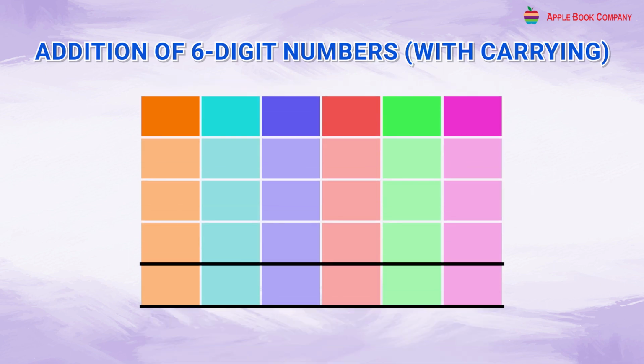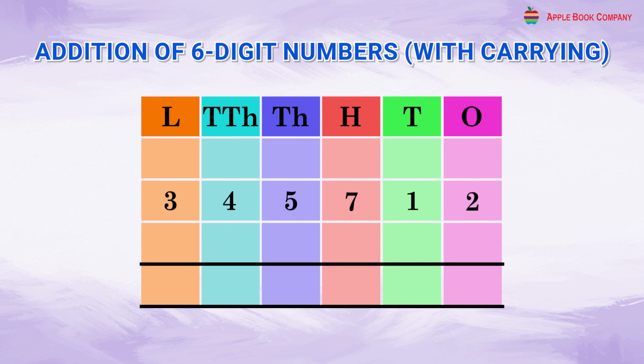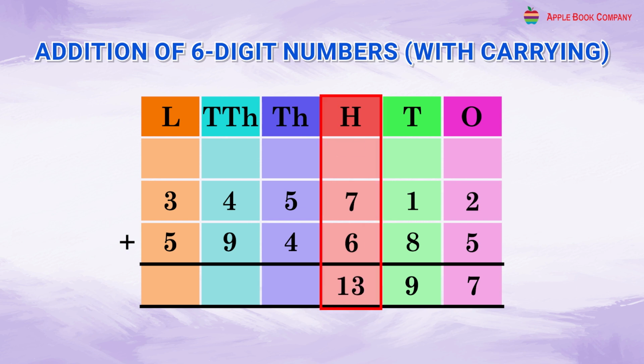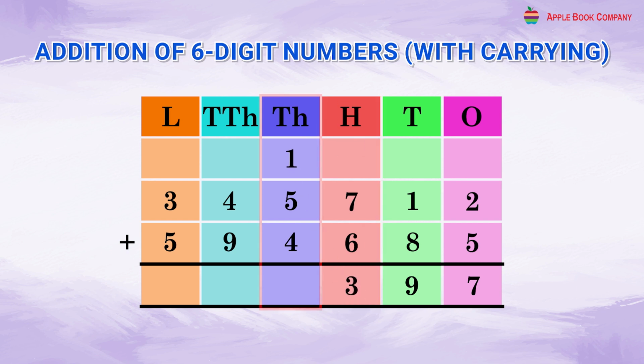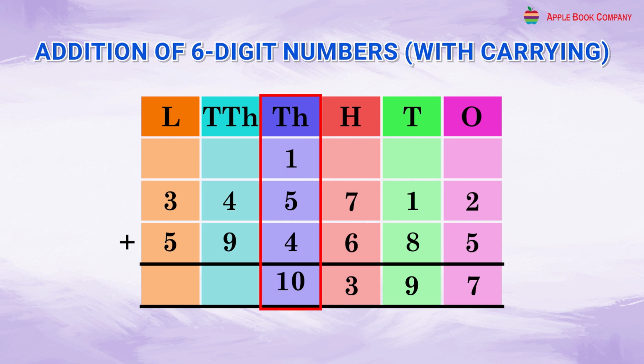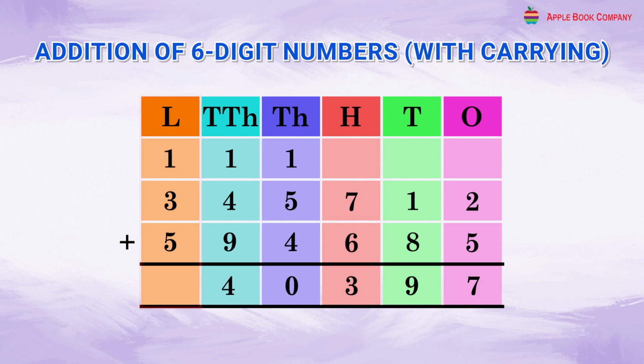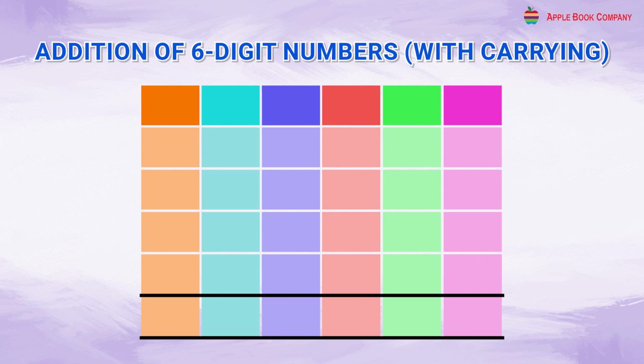Now let's see addition of 6-digit numbers with carrying. Let's add the numbers given. First, arrange the numbers in column form and start adding from ones. 2 plus 5 is 7. 1 plus 8 is 9. 7 plus 6 is 13. Carry 1 to thousands place. 1 plus 5 plus 4 is 10. 1 is carried to 10,000s. 1 plus 4 plus 9 is 14. 1 is carried to lakhs. 1 plus 3 plus 5 is 9. The answer is 940397.